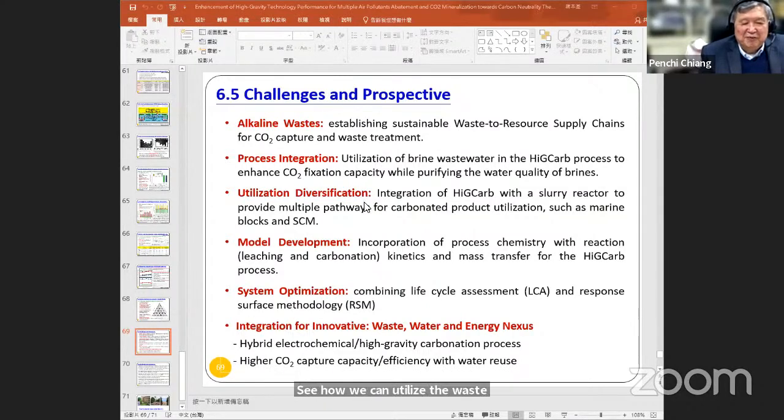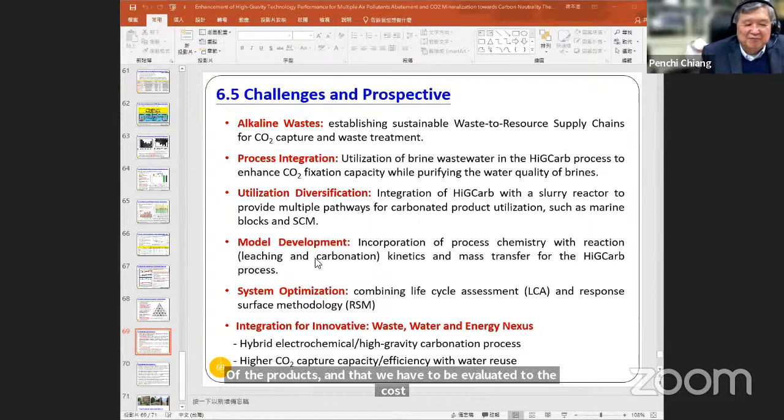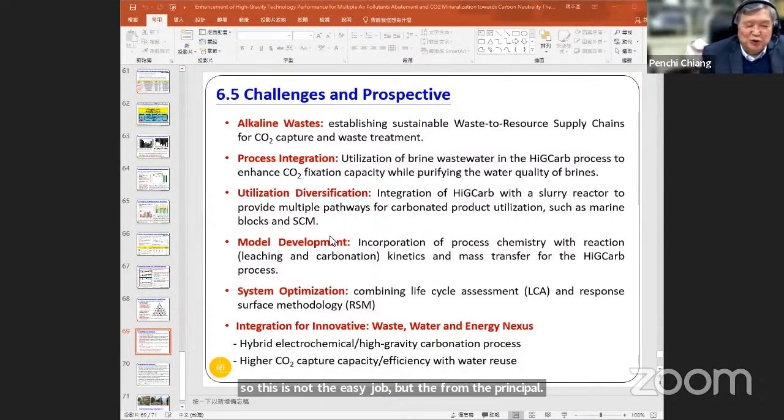Even throughout the study, you can convert the product into construction materials, but the materials should be compared with the conventional technology. We're looking at the quality and quantity of the product, and we have to evaluate the cost. This is not an easy job, but from the principle, the theory, we have to improve our model development, see how we can generate a theoretical approach to the model. We can integrate the reaction kinetics, mass transfer, and heat transfer from chemical engineering experience, to see how we can let the system become optimized.